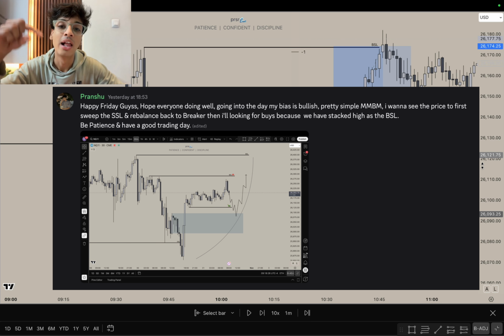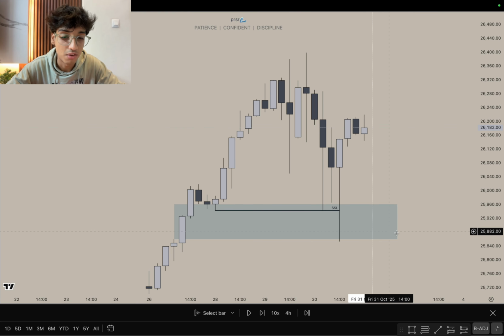Yesterday we ended up selling back off till this 4-hour low, but we ended up creating the equal lows right here. So I didn't take any trade yesterday. I was just patiently watching the market, and from there we ended up sweeping the sell side liquidity. We are in the 4-hour inefficiency, and from there we just bought up more than 300 points.